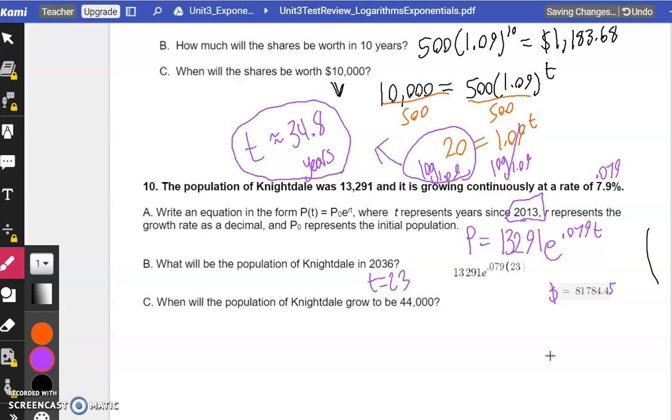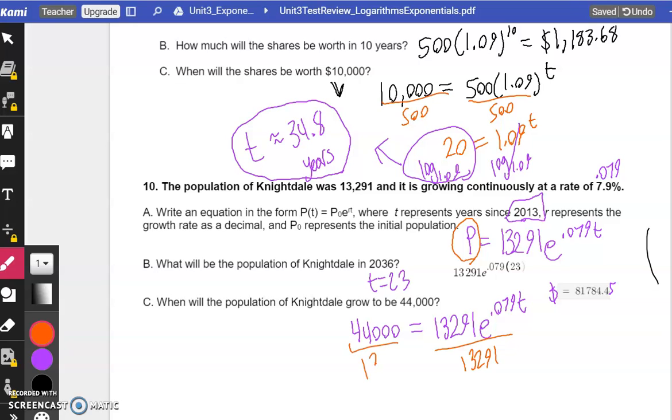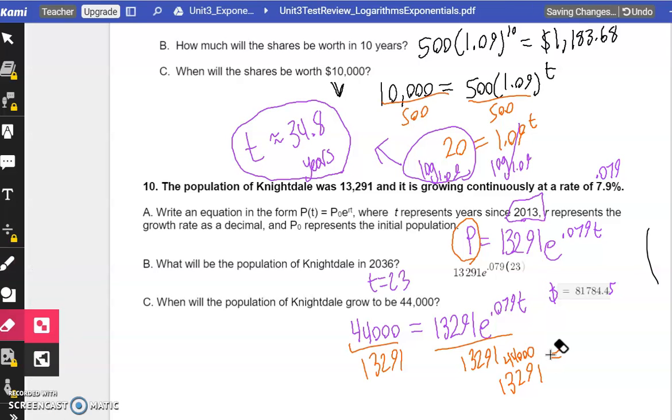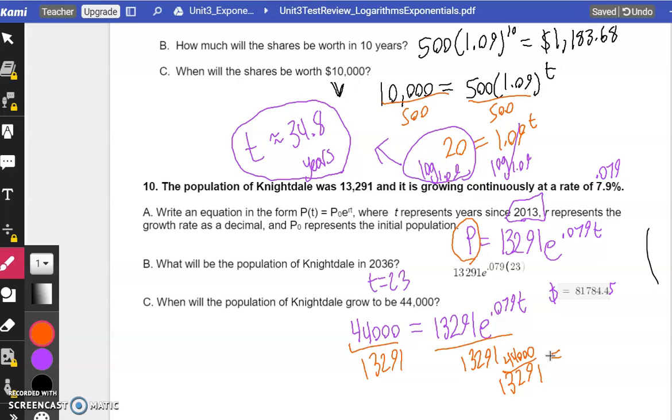And that's in people. And then when will the population grow to be 44,000? Well, I would have 44,000 equals 13,291 e to the 0.079 t, because I replaced p with 44,000 from the original equation since it's the population. Divide both sides by 13,291, and I get 44,000 over 13,291 equals e to the 0.079 t. Then I'm going to take the ln of both sides.